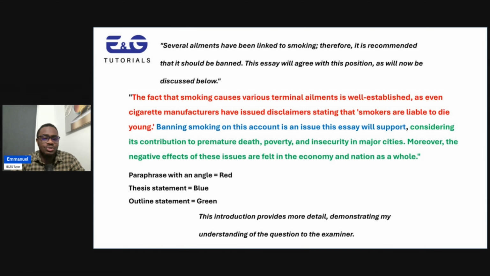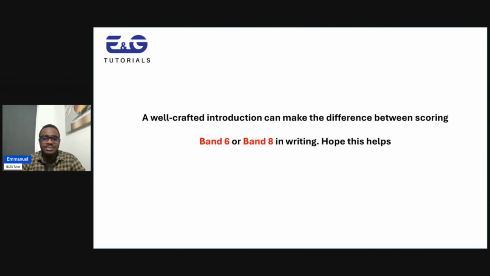All right. So you observe that this particular introduction provides more detail, demonstrating my understanding of the question to the examiner. I've said this before, so you can actually attest to it, right? So, my friends, a well-crafted introduction can make the difference between scoring a band 6 or a band 8 in writing. And I hope you benefited from this. To wrap up, remember, paraphrasing isn't just about swapping words, it's about showing your understanding of the question. Take time to plan before you start writing, and your introduction will set the stage for a higher band score.